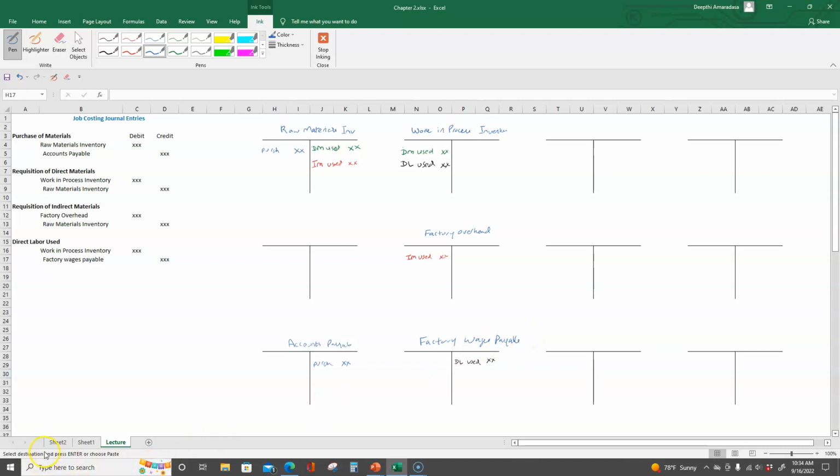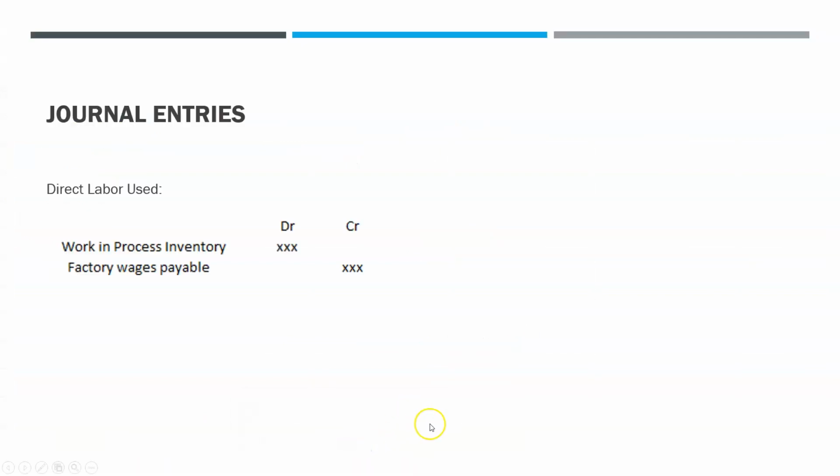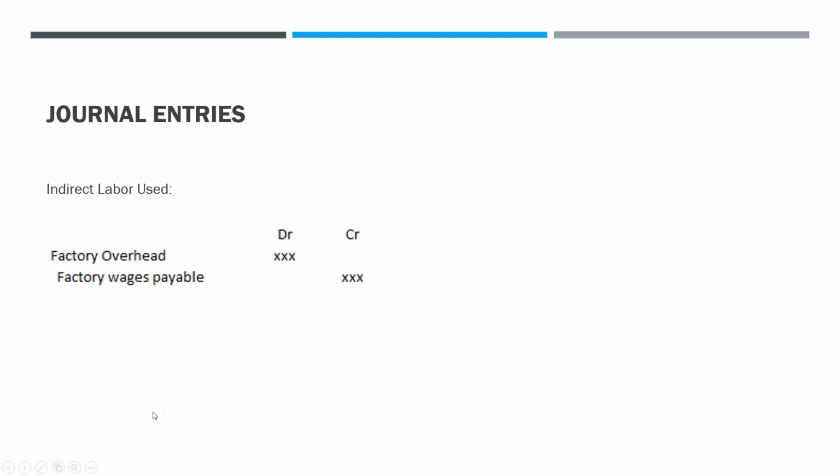Now, let's go back to PowerPoint. We're going to look at indirect wages. For indirect labor used, you're going to debit the factory overhead account and credit factory wages payable.